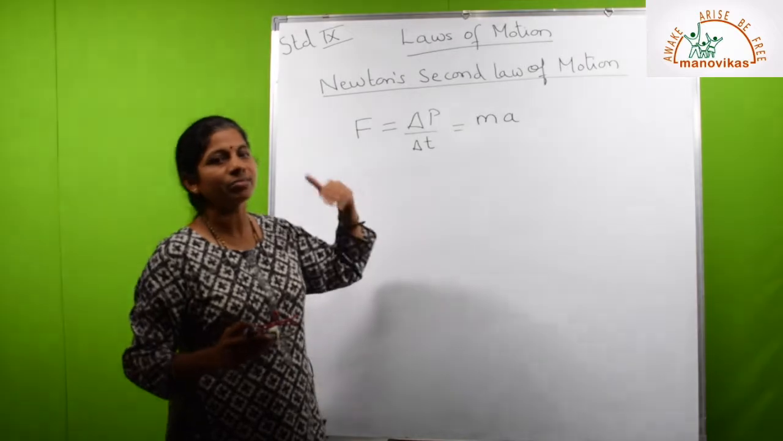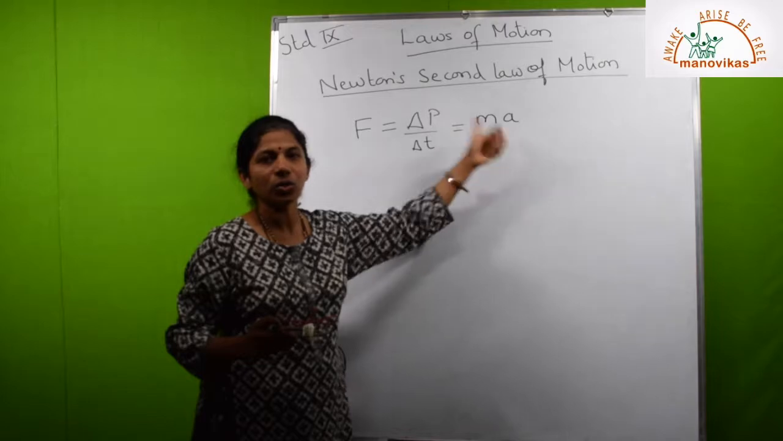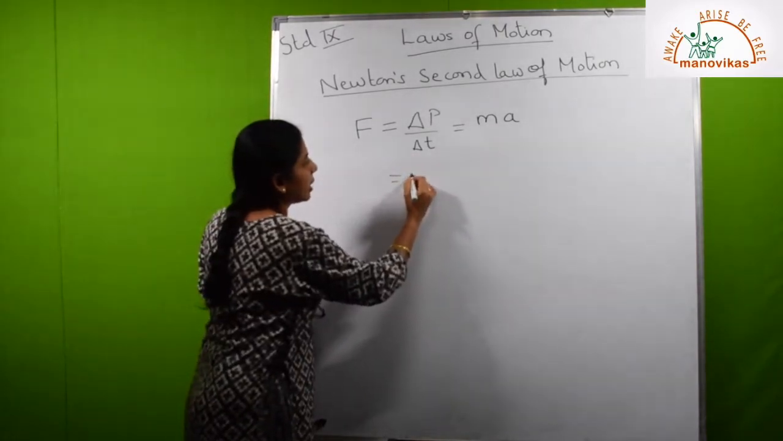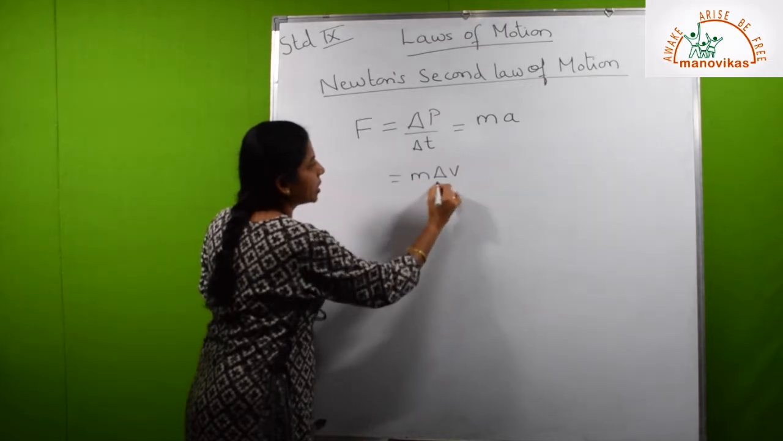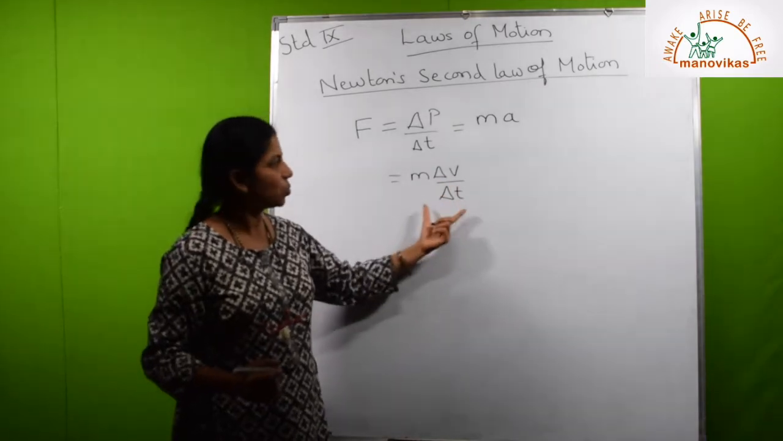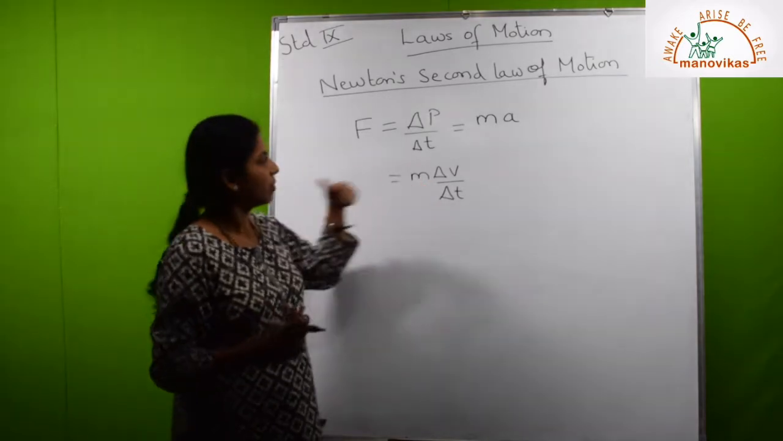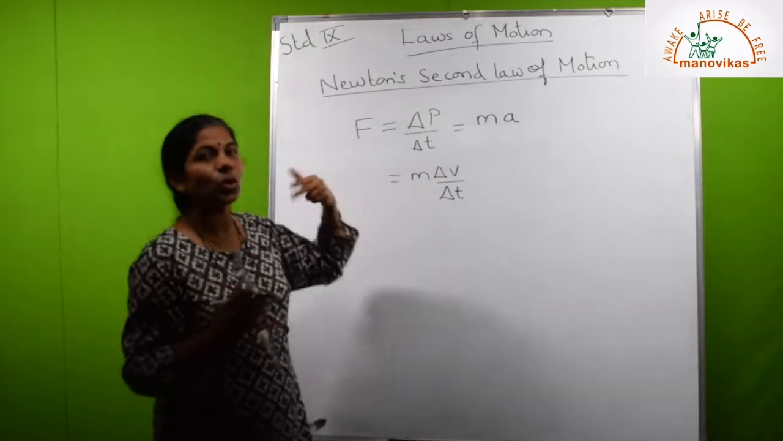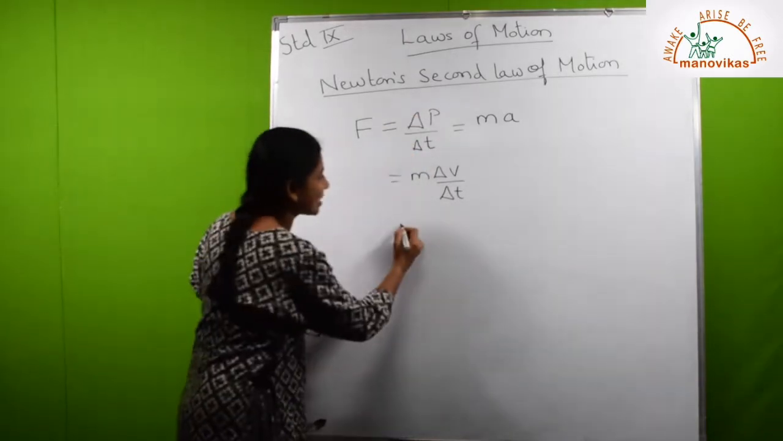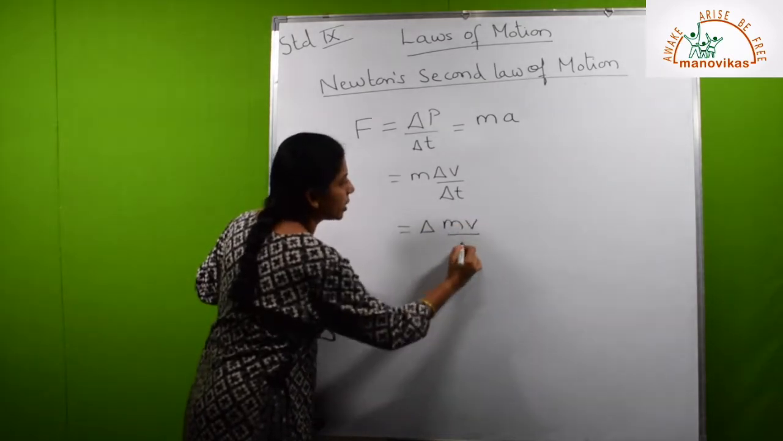Now if the velocity is more than the velocity of light, you find mass changes and this relation no longer holds true. Alright? So I can write this as m delta v upon delta t. Now this equation is only when you have velocity less than the velocity of light, so that mass does not change. Whereas if it so happens that the velocity changes, then mass also changes. So you have to use this equation. So this can be written as delta mv upon t.